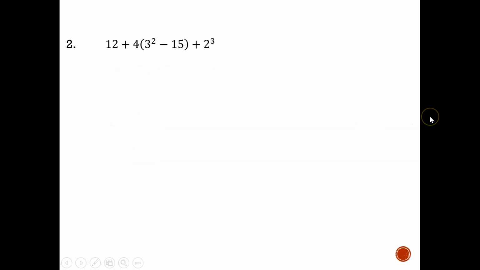So number 2. This one has parentheses, so we're going to work inside the parentheses first. And when we look inside, we see that there is an exponent, there is subtraction. So the exponent comes first. Let's put this over here. We got parentheses, exponents, multiply and divide from left to right, add and subtract left to right. Okay. So inside, we've got 3 squared. Let's do that. That means 3 times 3, so that becomes 9.